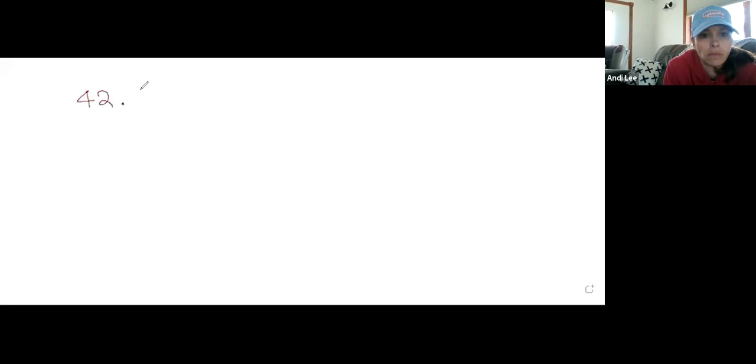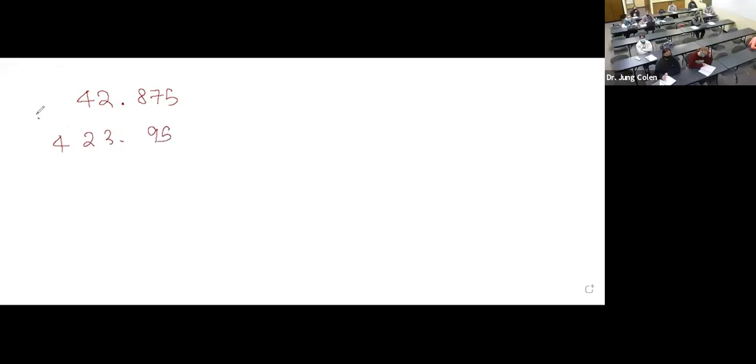So we have 42.875 and 423.95. Haley said she looked at the whole numbers, 42 and 423. I think that's a really good idea, right? You don't even have to look at the decimal parts there, because we are seeing that there are 42 wholes and 423 wholes.